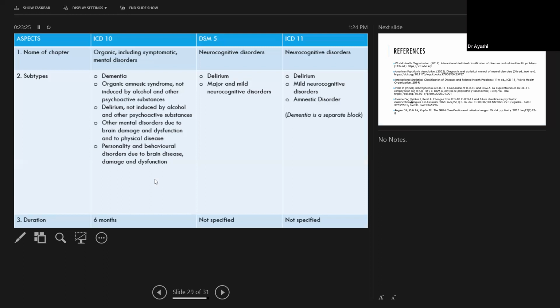organic amnesic syndrome, not induced by alcohol and other psychoactive substances, delirium, not induced by alcohol and other psychoactive substances, other mental disorders due to brain damage and dysfunction and due to physical disease, and personality and behavioral disorder due to brain disease, damage, and dysfunction. In DSM-5, it includes delirium and major and mild neurocognitive disorders. And ICD-11, dementia is a separate block. And in ICD-10, the duration is 6 months, and it is not specified for DSM-5 and ICD-11.